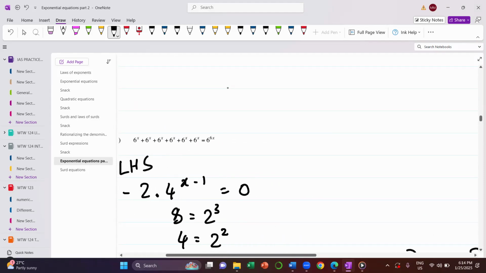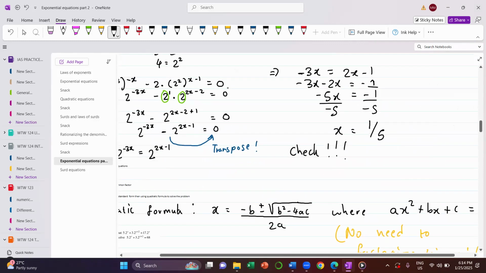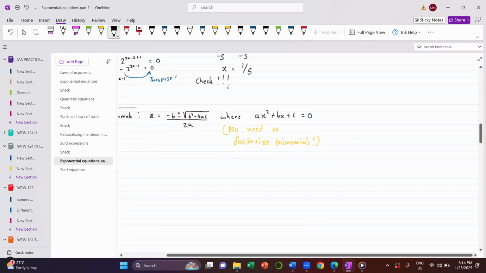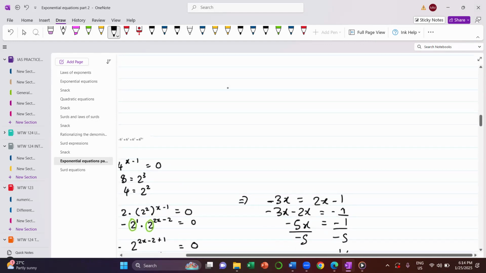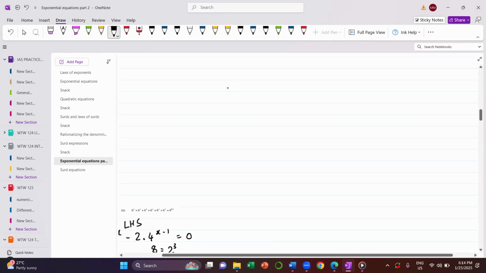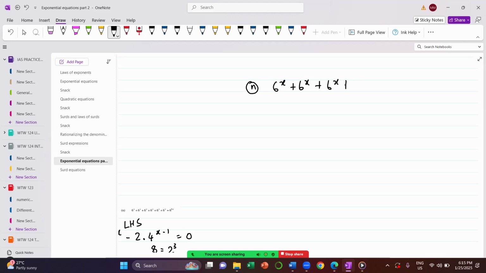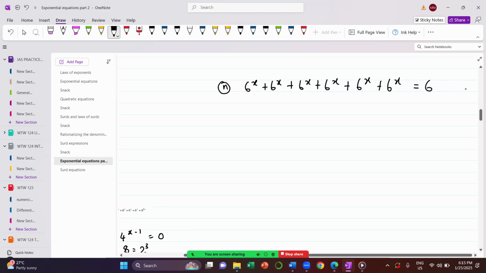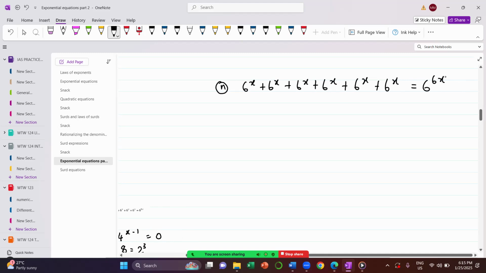So now let's do the last problem for simple exponential equations. So now the last one is this one. It's letter N. Letter N is saying I have 6 to the exponent of x plus 6 to the exponent of x plus 6 to the exponent of x plus 6 to the exponent of x, 1, 2, 3, 4, plus 6 to the exponent of x plus 6 to the exponent of x, all equal to 6 to the exponent of what? 6x. And I'm required to solve for x, right?